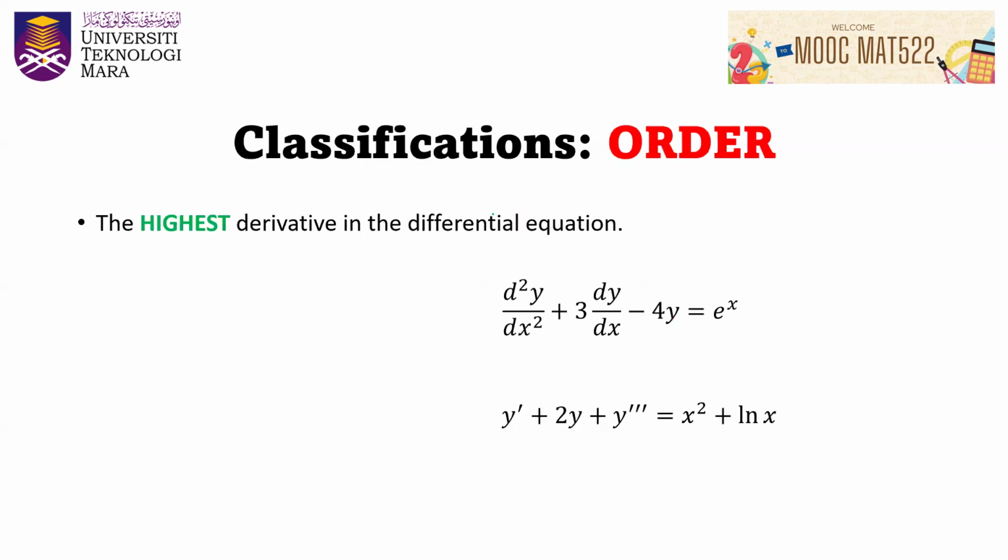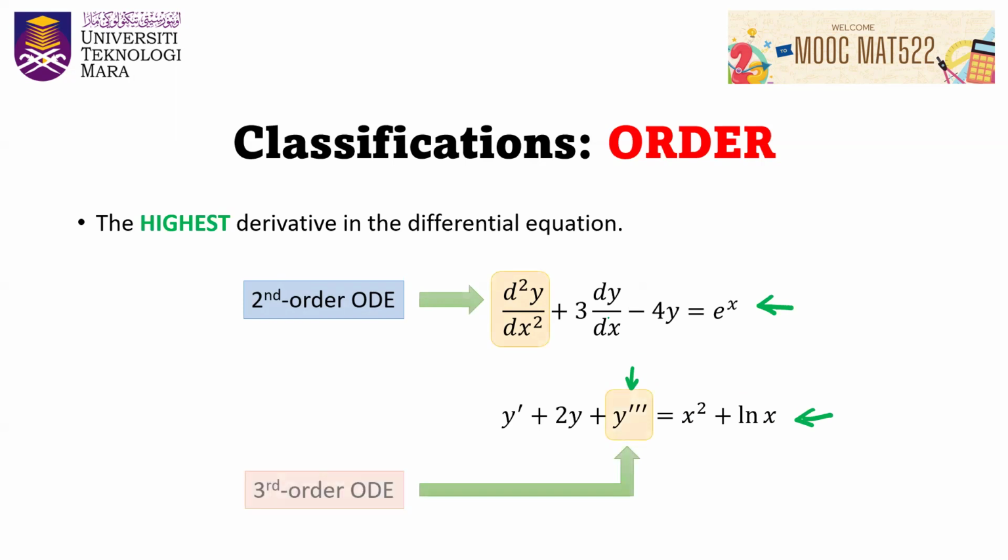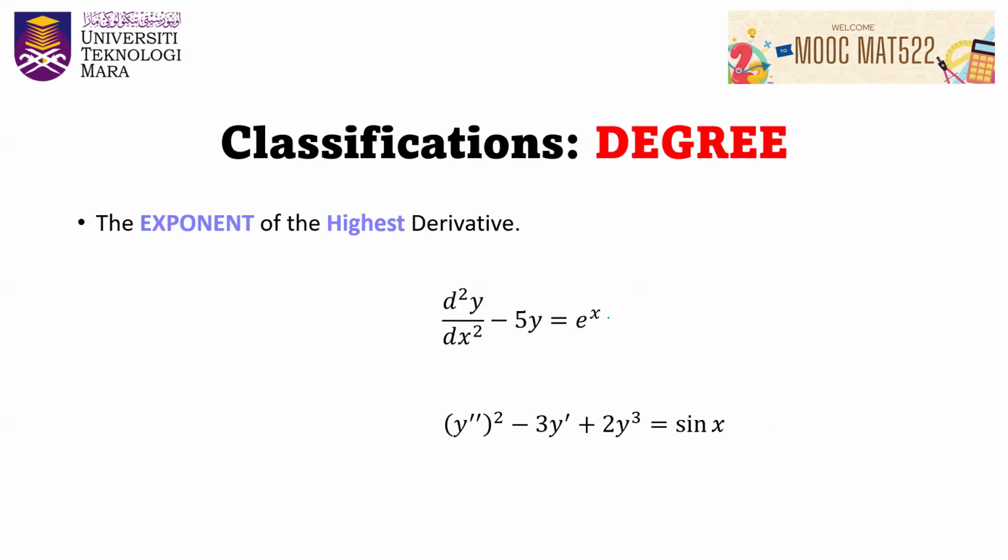Second classification, the order. The order of a differential equation means the highest derivative in it. In the first example here, we can easily observe that d squared y over dx squared is the highest derivative in this equation. Therefore, this is a second order ODE. As for the second example here, take note that y triple prime is the highest derivative. Therefore, this equation is a third order ODE. Simply as that.